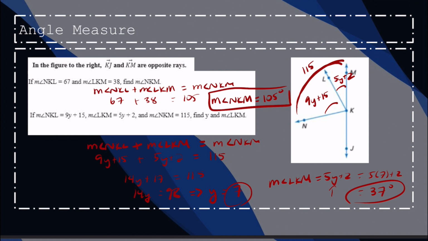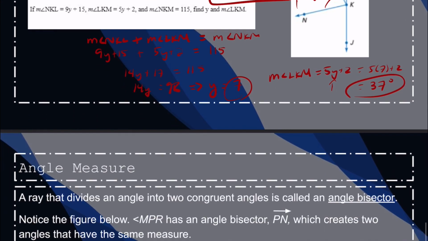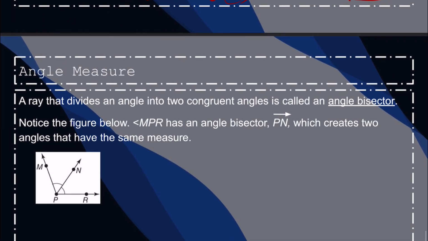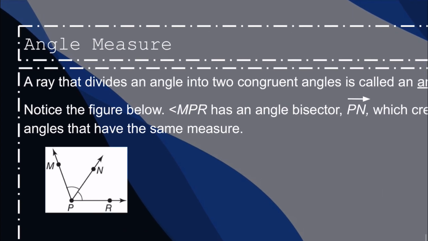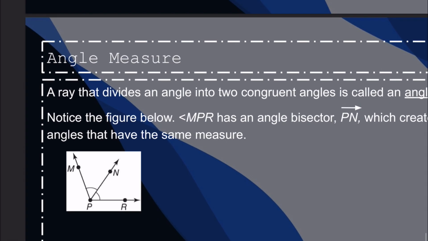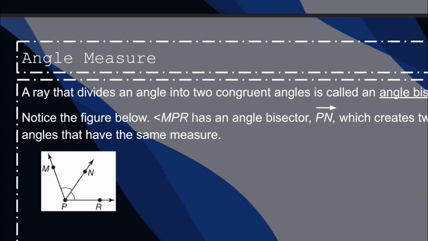So take a moment, review what's going on, and let's go ahead and start moving on to the next thing. It says a ray that divides an angle into two congruent angles is called an angle bisector. So let's take a look at the figure below. It says the measure MPR has an angle bisector. Yes, that does. So here's my original angle. This is M, P, and then R.